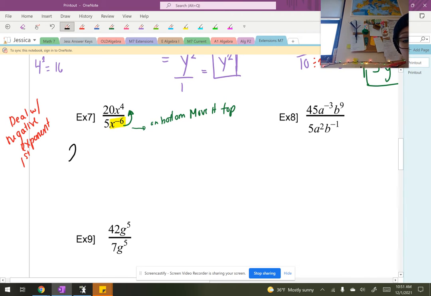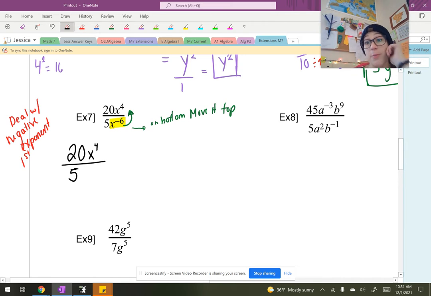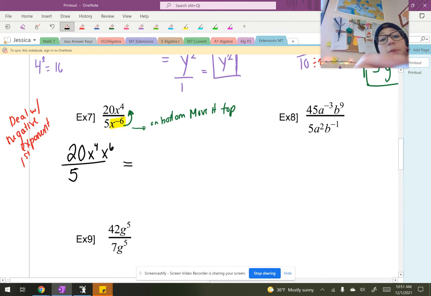So I still have 20x to the 4th up top. I still have 5 on the bottom because that does not have the exponent and it does not need to move. And now when I move that x to the negative 6 to the top, that negative exponent becomes positive. Okay, let's do a little bit more simplifying here. We can use our multiplication rules.